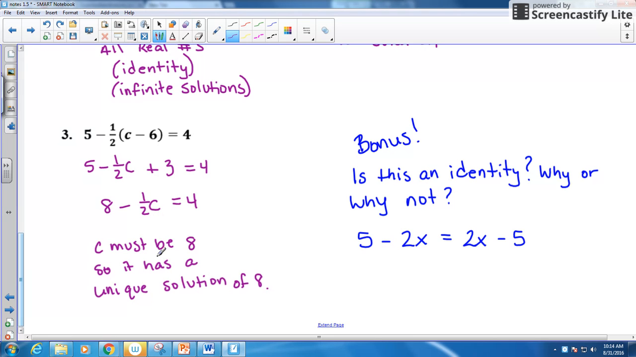Now, I'm going to give you an opportunity to earn a bonus point here. Take a look at this equation, and I want you to decide whether this is an identity, and why it is or why it isn't. Now a question should pop up in your video, and you can answer that question there and submit it, and you could earn a bonus point.